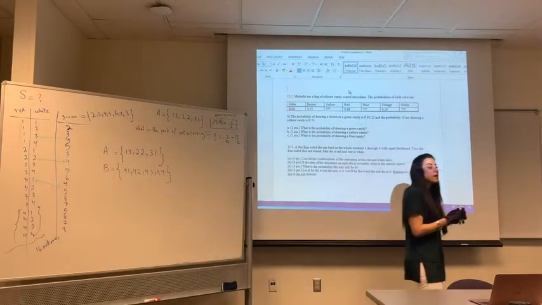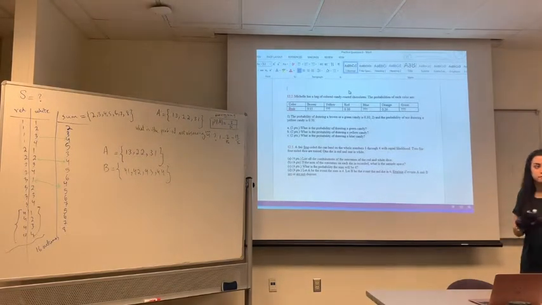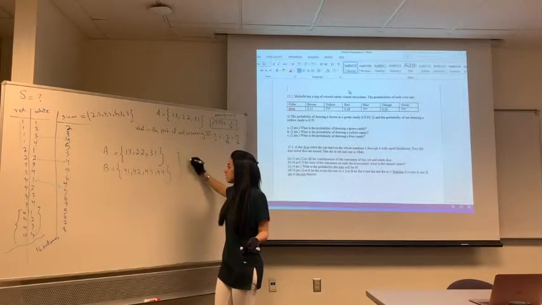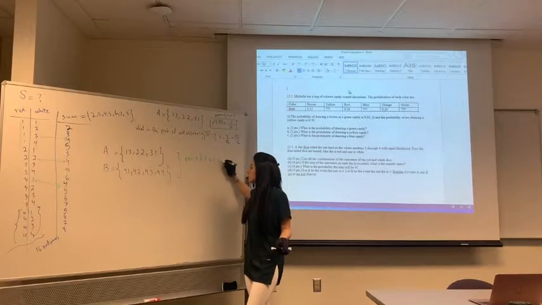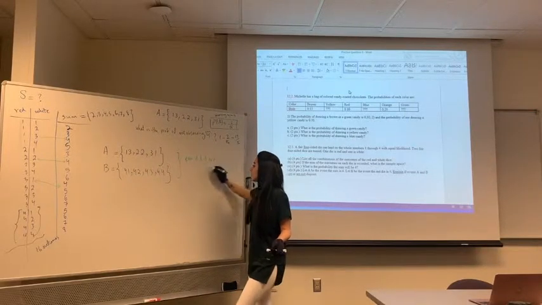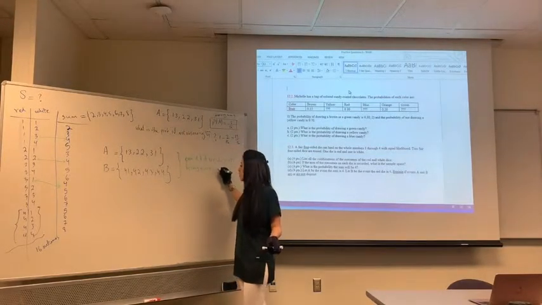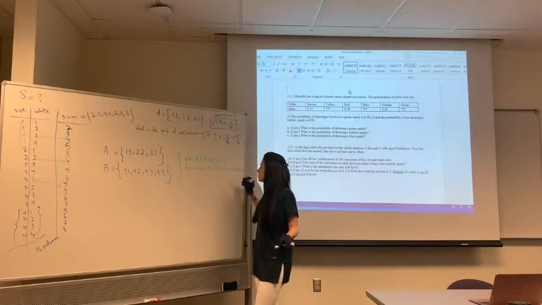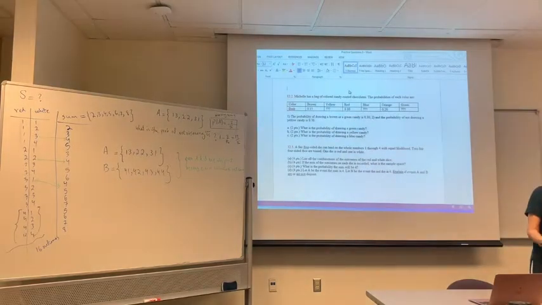Is there any common outcome between these two events? Is there? So what do we call this? Exactly. So event A and B are disjoint. Why? Because there is no common outcome. Correct? Good.